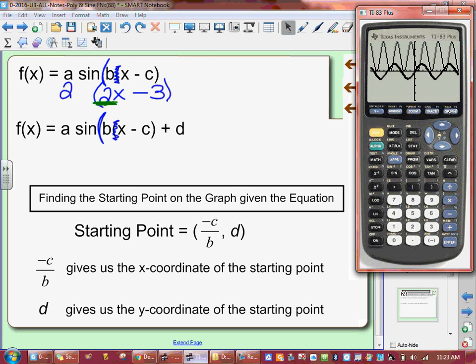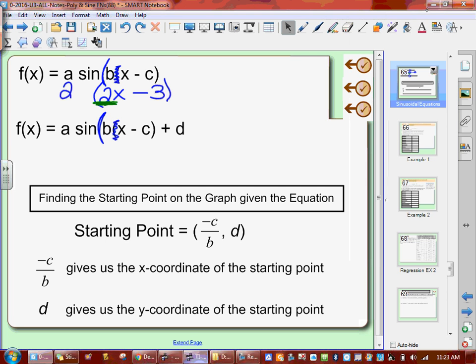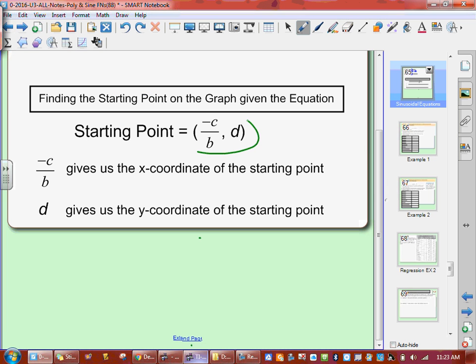Now, if I want to find the starting point of any graph, if you're only given an equation, the start point comes from this right here. -c divided by b is your x-coordinate, d would be your y-coordinate. So this is your x-coordinate right here, and your y-coordinate right there. That would be your start point.